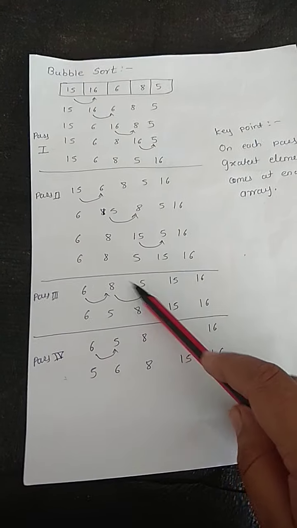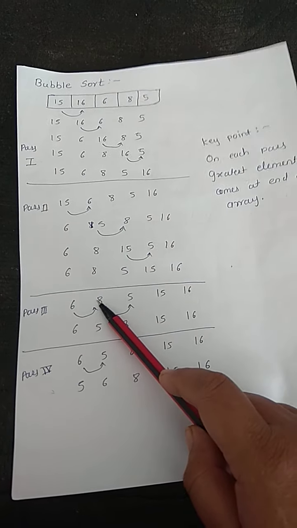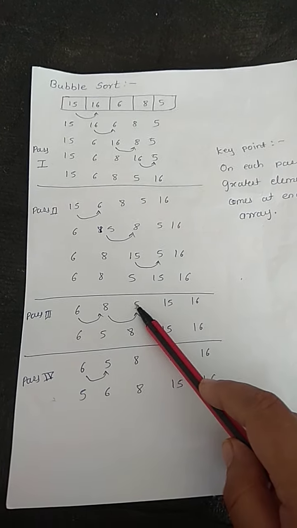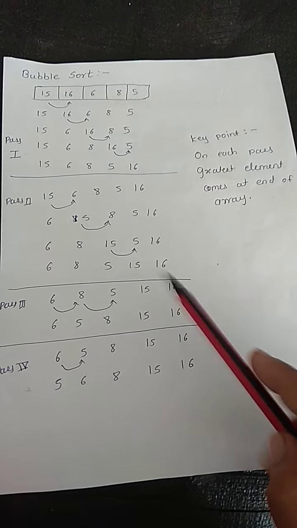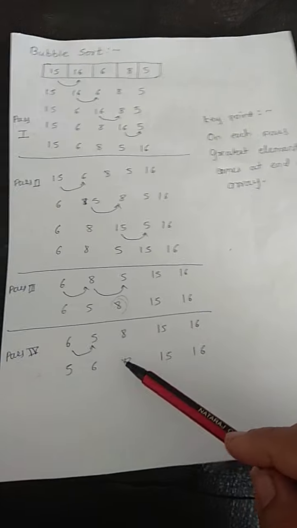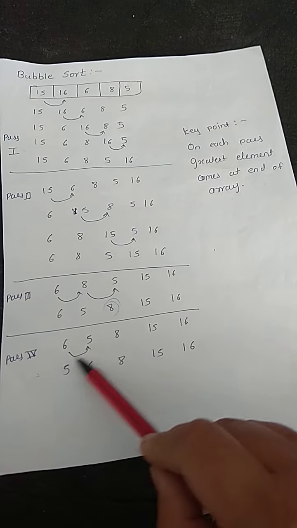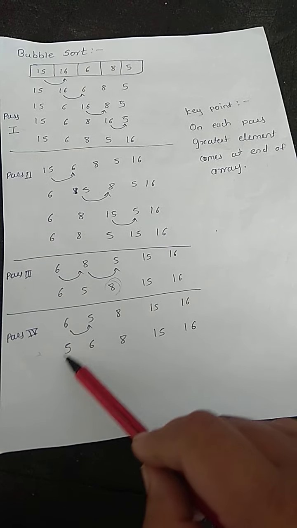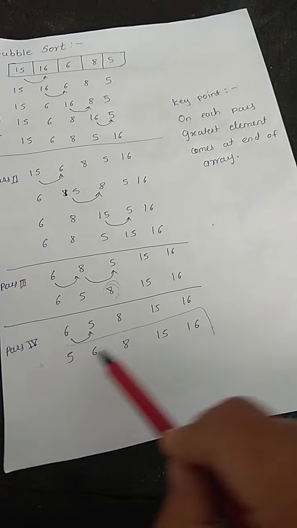Now in the third pass, again we write down this array as it is. We compare 6 with 8, no swapping will be there. Then we compare 8 with 5, and now swapping will be there. So it will be like this: 6, 5, 8, 15 and 16. You can see that in the third pass, we found the third greatest element. Now there is a last pass. In this pass, again you write down the array as it is and compare 5 with 6. In this way the sorted array is found.